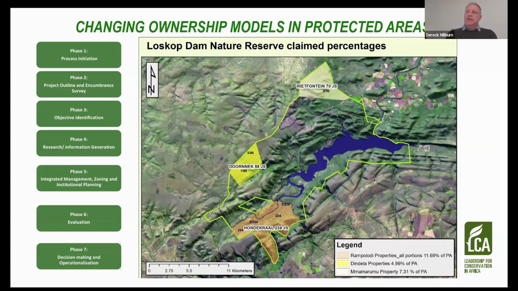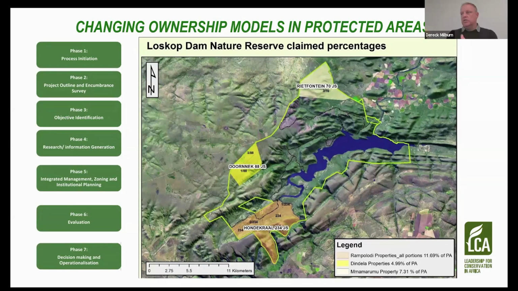We then look at project outline and encumbrance survey. So that's basically just starting to understand what we need to achieve, what the challenges are in terms of CPAs, and any other challenges that we need to identify and try to address before we start the process. We then look at the objectives of the reserve. We then start developing research and information generation, getting as much information as possible to make informed decisions. And then comes the integrated management, zoning, and institutional planning, where we actually go through the process.